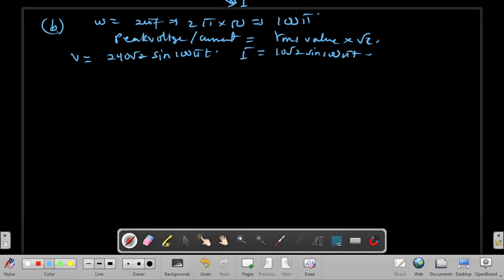Now let's talk about addition and subtraction of phasor diagrams. So addition and subtraction of phasor diagram.